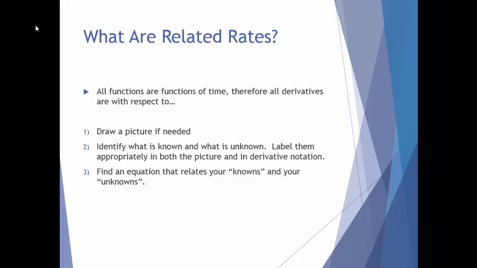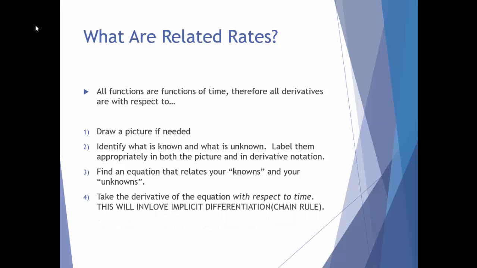You then need to find an equation that relates your knowns to your unknowns. Once you have that equation, you'll be able to take the derivative of that equation, but the thing you have to keep in mind is that these will be derivatives with respect to time. You're going to be using implicit differentiation in these. We will then plug in all of our known quantities and solve for our unknown. We may have to do a little bit of work to find all the known quantities, but we should be able to find all of them. Usually the best way to deal with related rate problems is just to jump into some examples. So let's take a look.